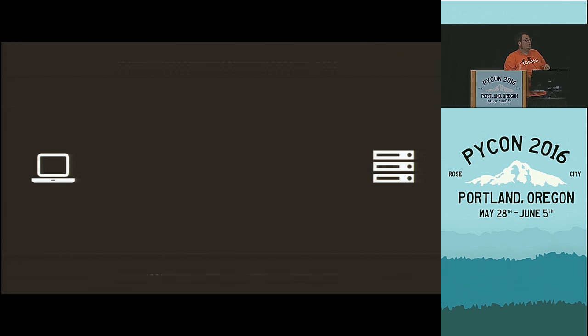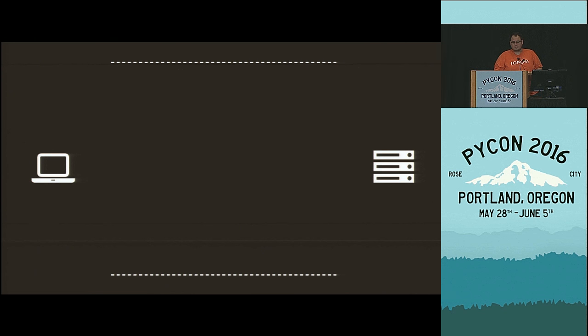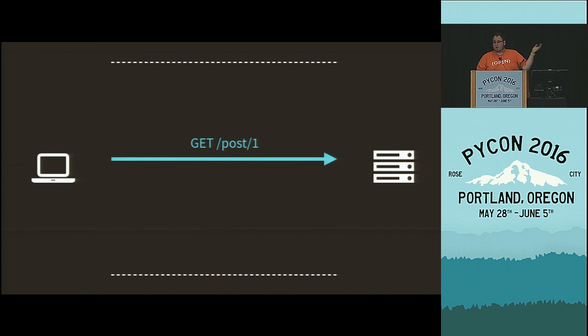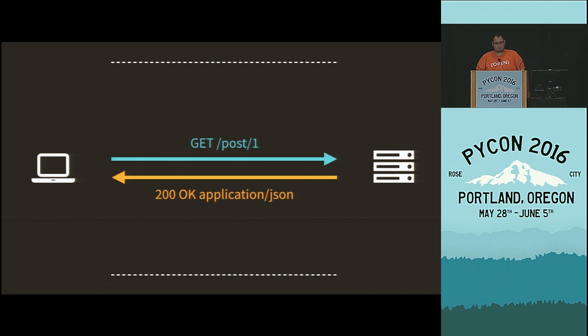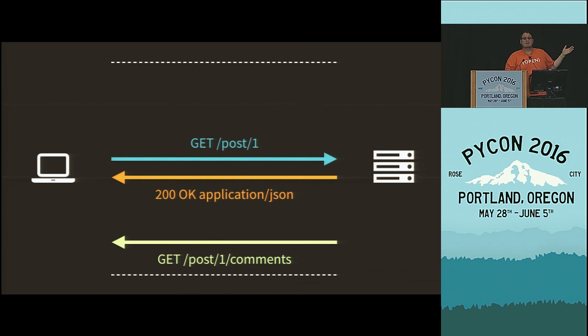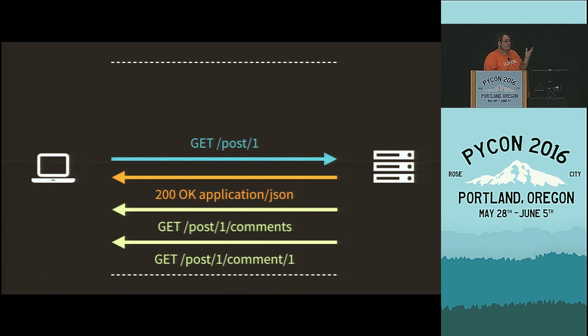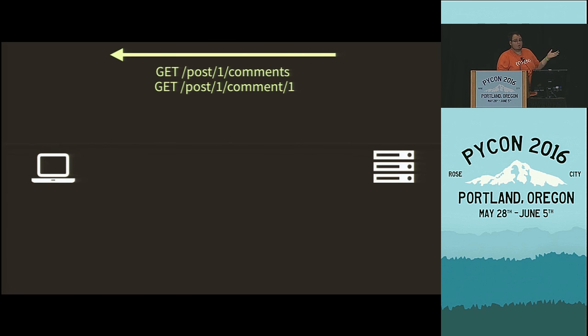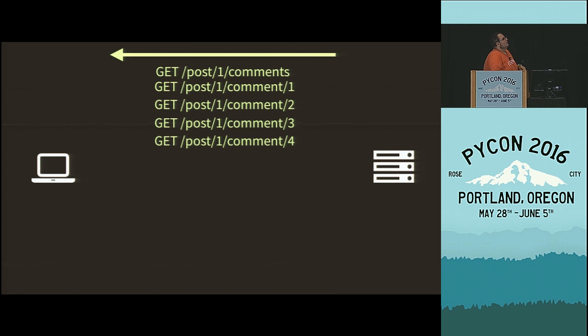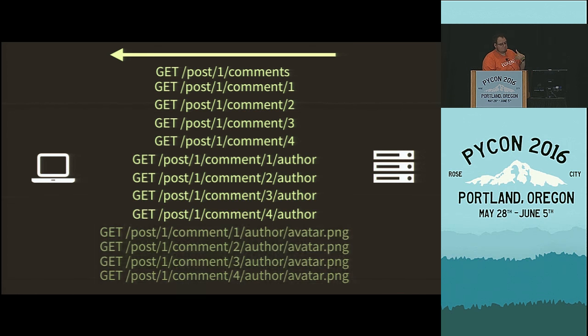So let's look at something a little different. Server, client, TCP connection, get post 1, same as before, application JSON response. Now, as a server, we can say, well, most people who want the blog post also want the comments, so we're just going to send you that. Sends that array. We're also going to send you those individual comments, right, because we know you're going to want those. We'll send you the author information, their avatars, et cetera, right? So we can proactively decide that we're going to send this information to the client.